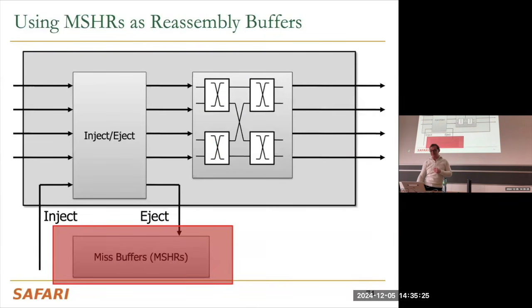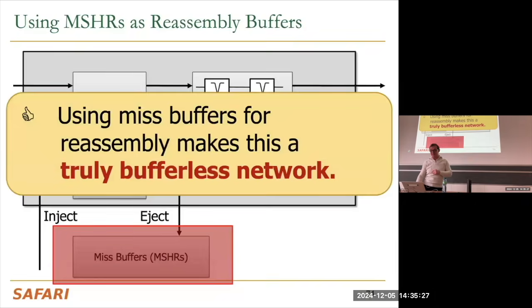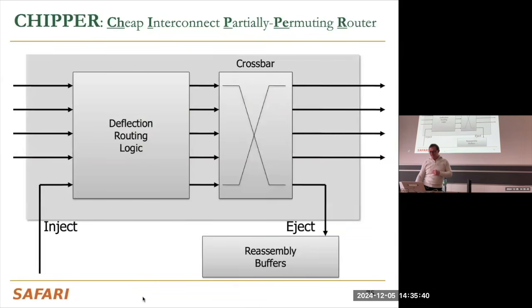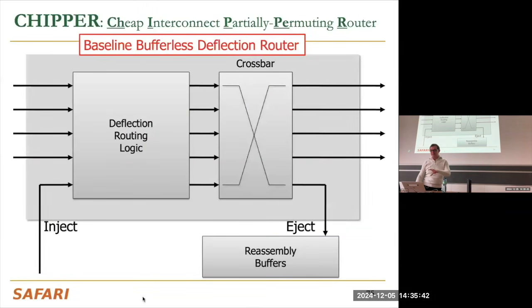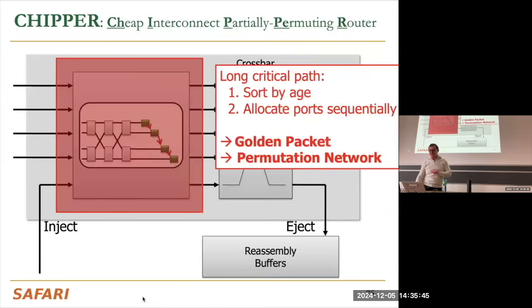Okay, so that's reassembly buffers essentially. Now we replace them with MSHR buffers. So in the end, I think this becomes a truly bufferless network because you really don't have reassembly buffers either. But you do need to manage the MSHR buffers in the way that we have discussed. Okay, so that's the end. So that's the final. I'm going to show you some results and we're going to take a break.